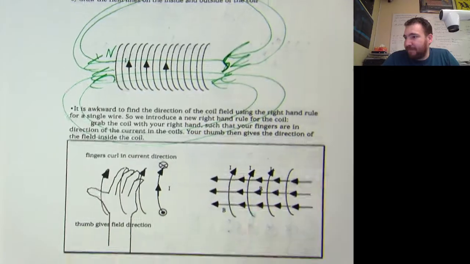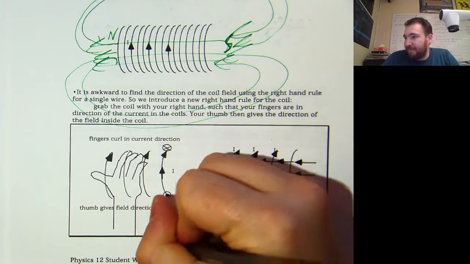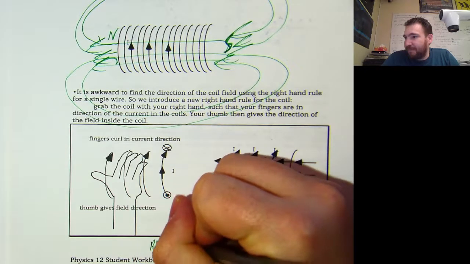There is a new right-hand rule, the second of three that we're going to look at. The first one was for an individual wire. You put your thumb along the direction of the wire. Your fingers then give you the direction of the magnetic field as it loops around a single wire. This is the right-hand rule for a coil.